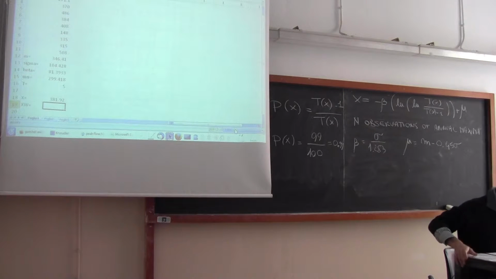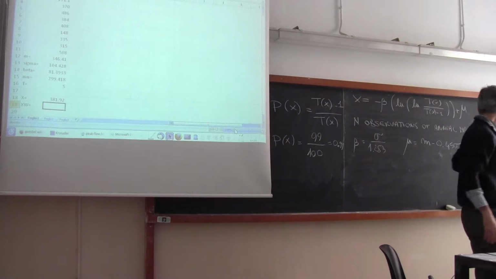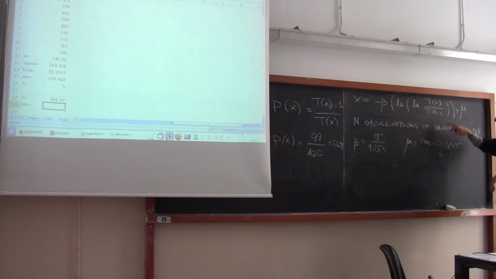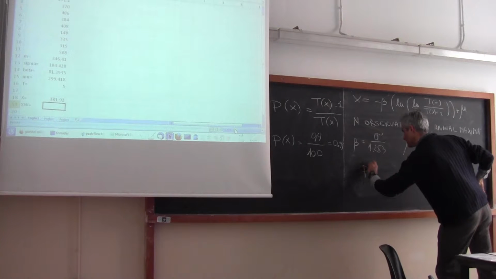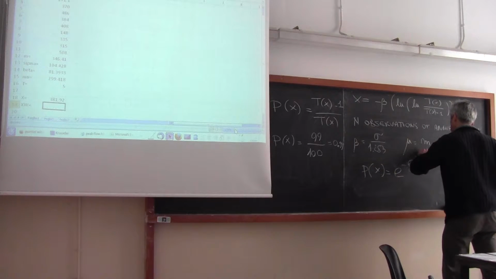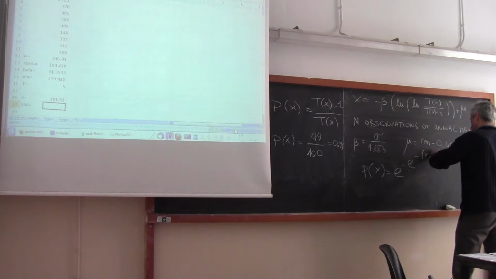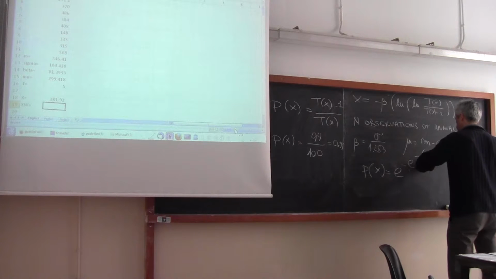And first of all, let me point out one thing. Let's make some physical consideration. What do we expect from this relationship? We expect that the probability of not exceedance for increasing x, let me write it again in the form of the probability of not exceedance. P(x) is equal to e to the minus e to the minus (x minus mu) divided by beta.